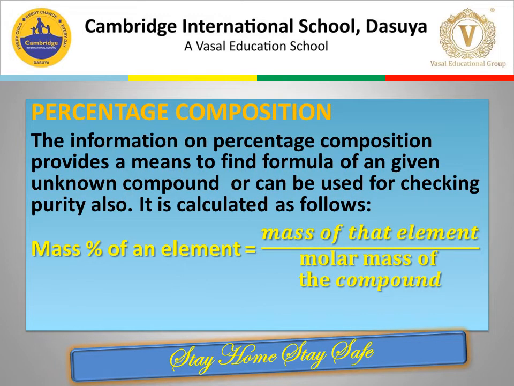Let us start the day with discussion of the topic percentage composition. Now, why do we require this percentage composition? At times we are given the percentage composition of different elements, and we use this to find out the formula of the given compound. Also, we may use this percentage composition to find out the purity of a sample, and this is found out by the mass percentage of an element, which is equal to the mass of that element to the molar mass.